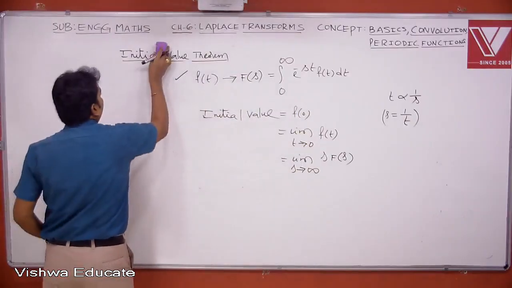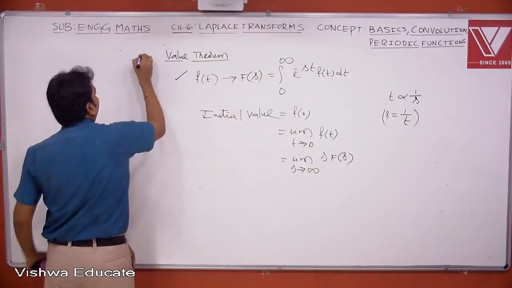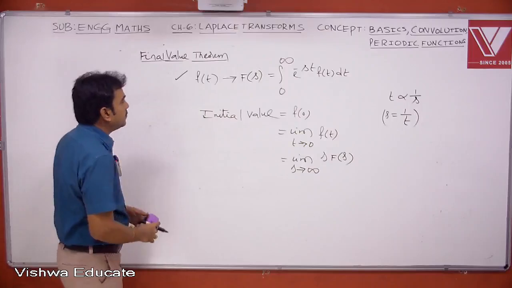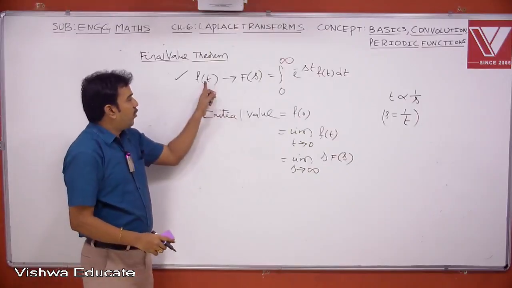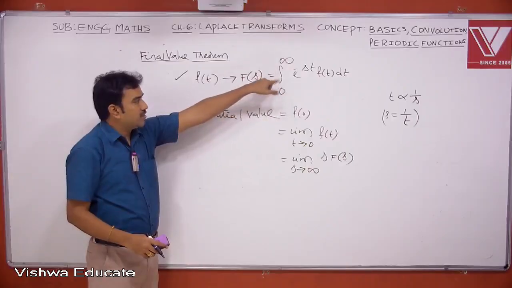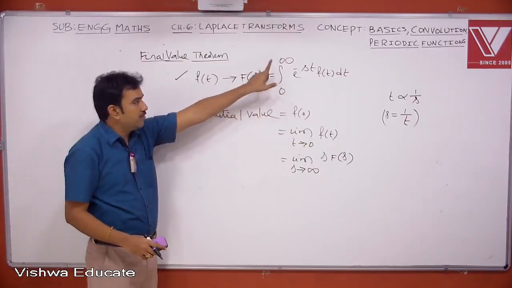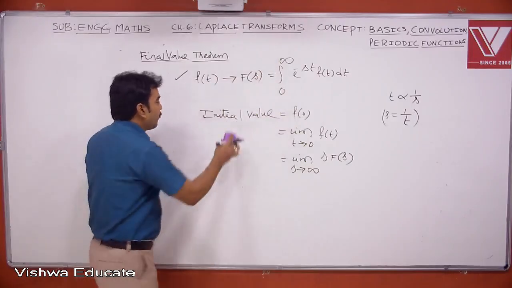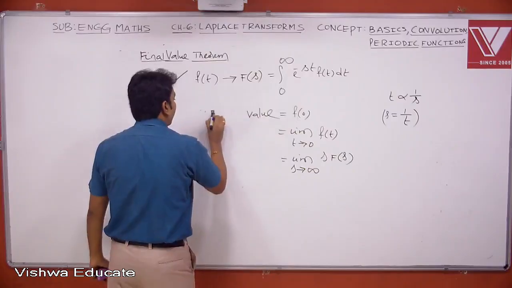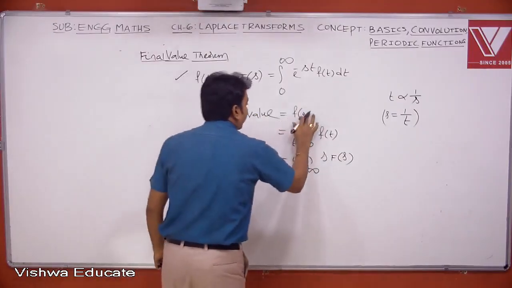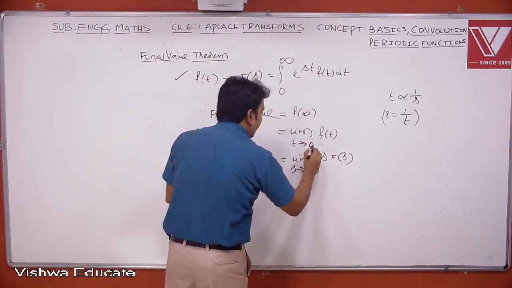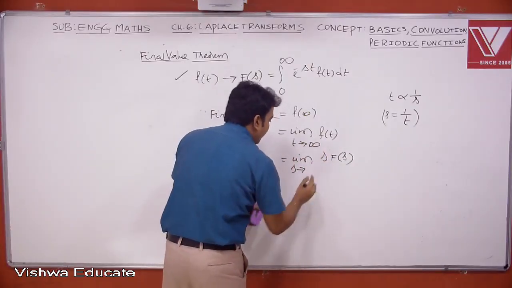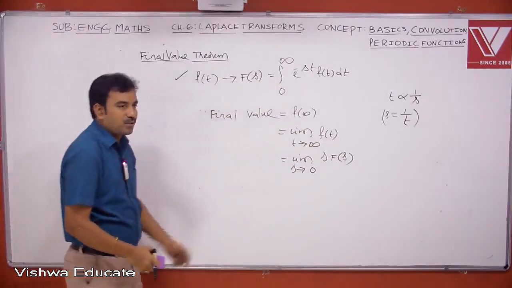Now we proceed to final value theorem. So this is my f of t whose Laplace transform is given by this. So therefore the function ends its values at infinity. Therefore its final value is given by f of infinity. So this is limit t tends to infinity. So when t tends to infinity, s tends to 0, because they are reciprocal to, inversely proportional to each other.